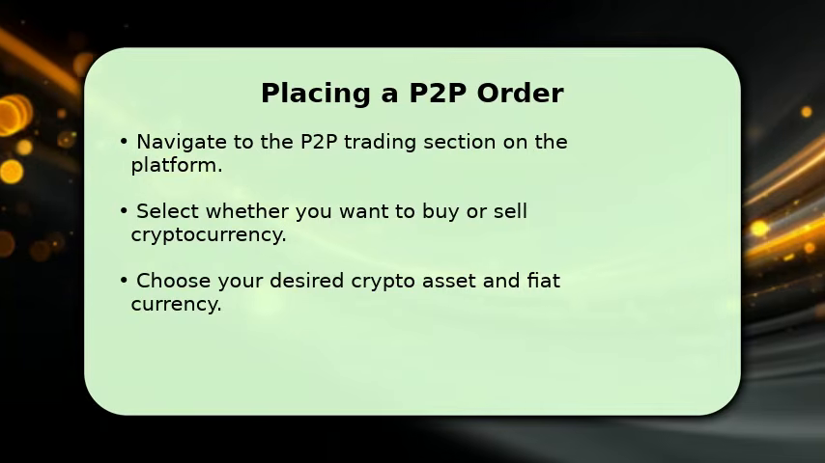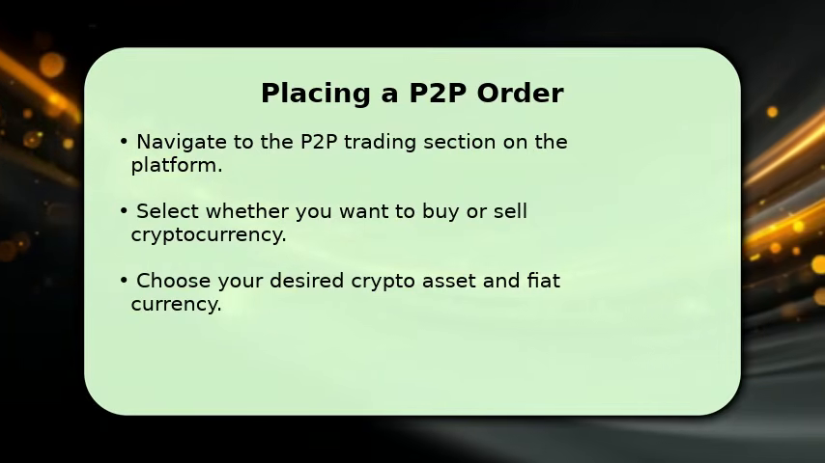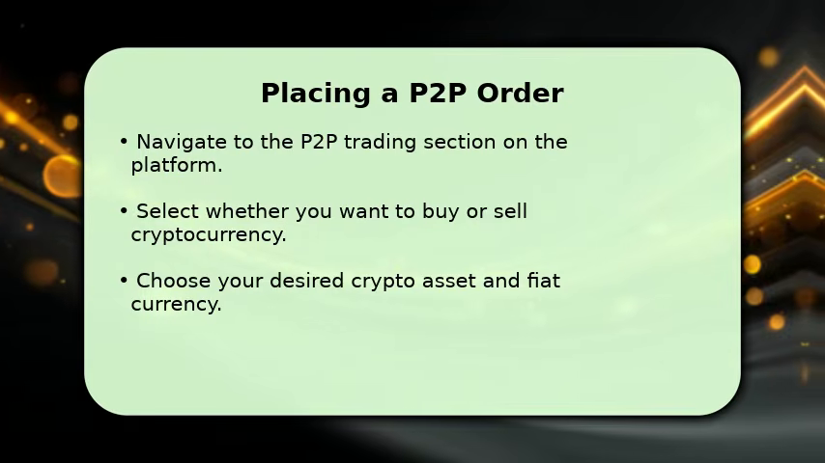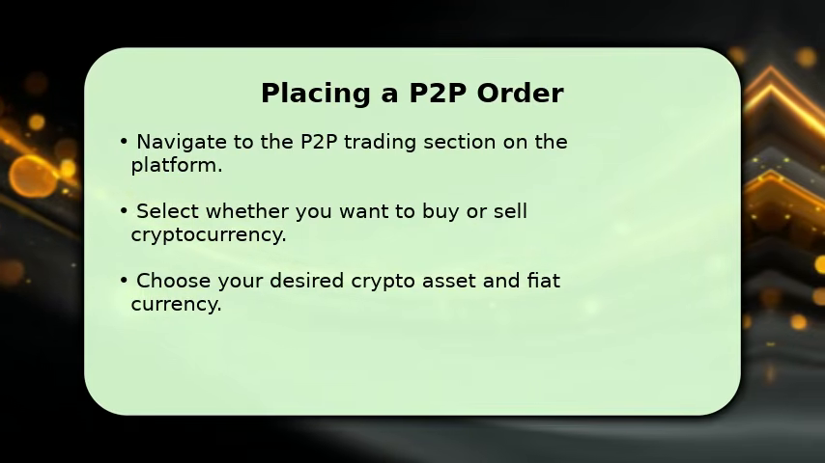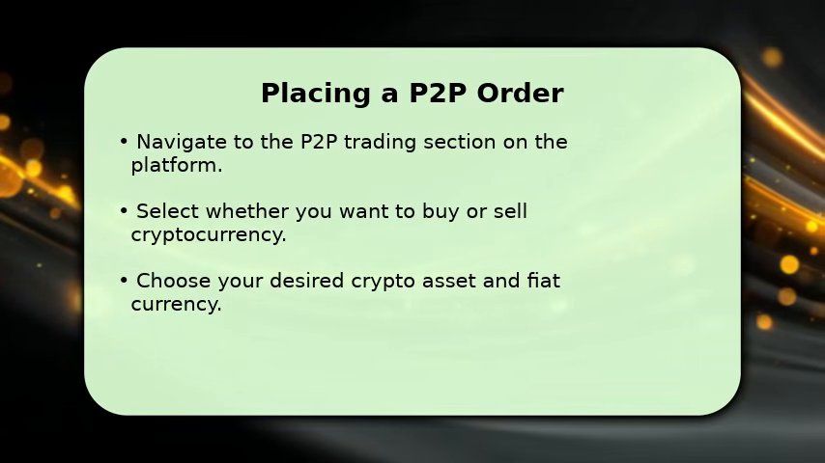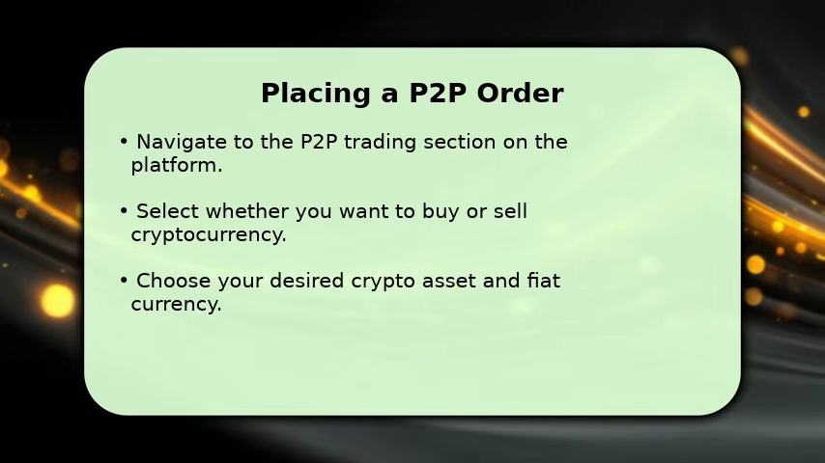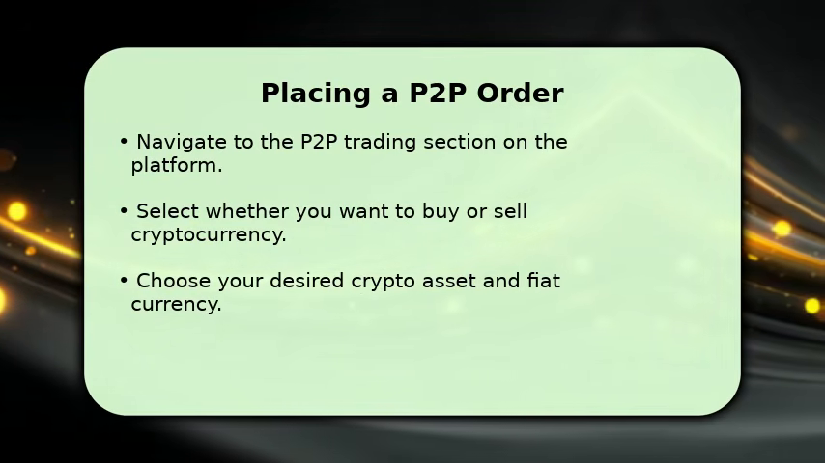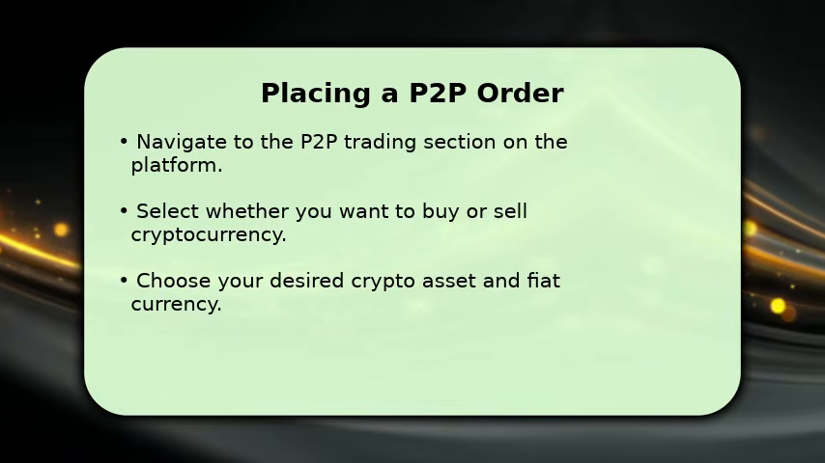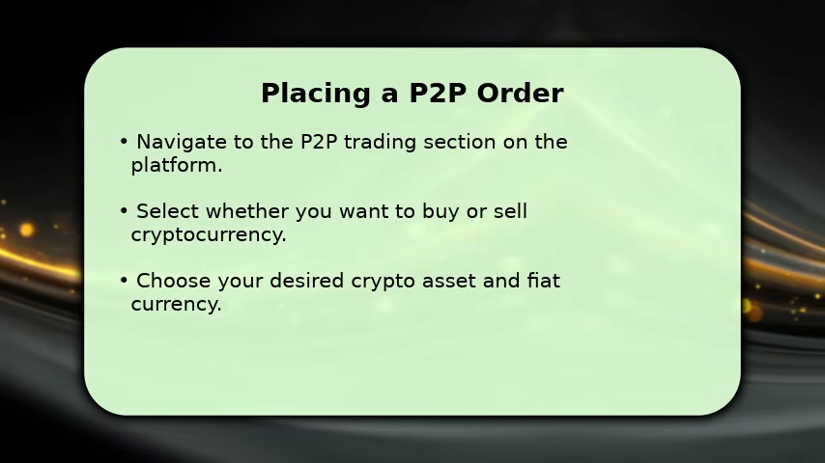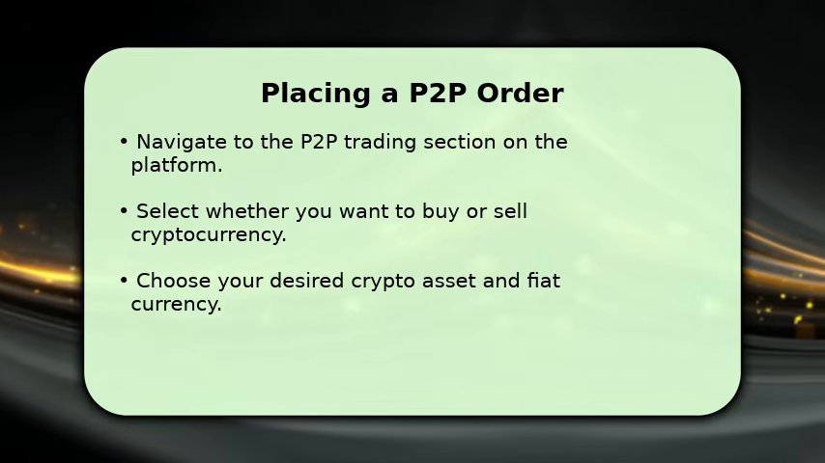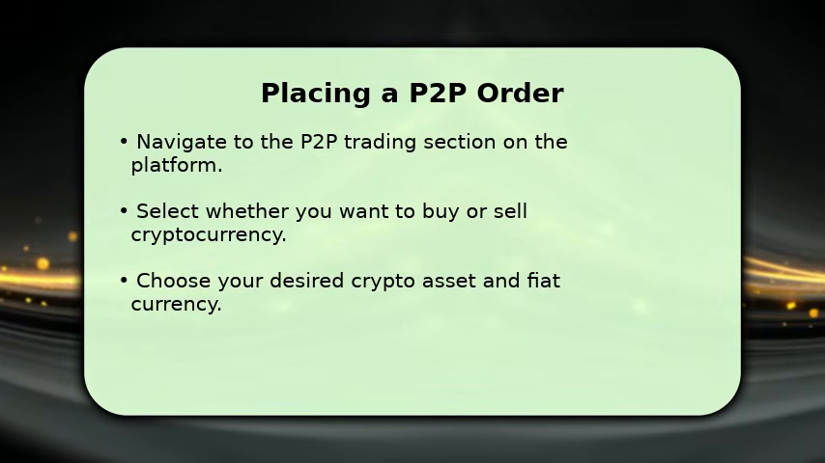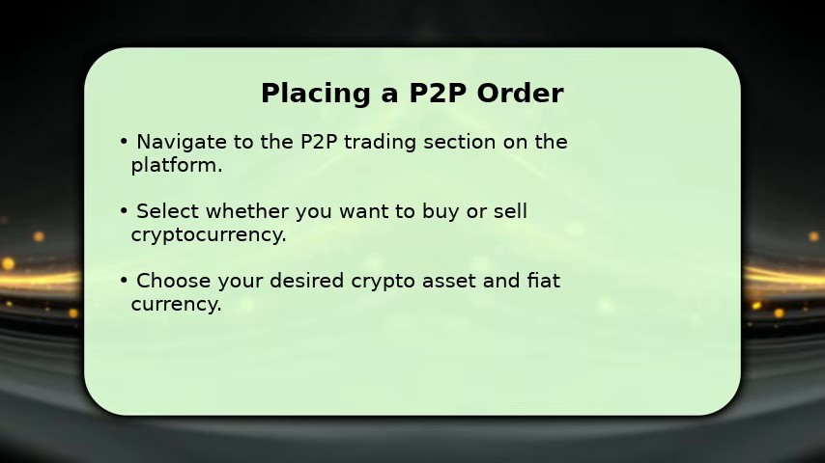To place a P2P order, first navigate to the P2P trading section within your Binance US application or website. Decide whether you wish to buy or sell cryptocurrency. Then, select your specific crypto asset like Bitcoin or Ethereum and your preferred fiat currency. Carefully review the available offers, considering the price, payment method, and the seller's completion rate. Once you find a suitable offer, initiate the trade and follow the clear instructions provided.